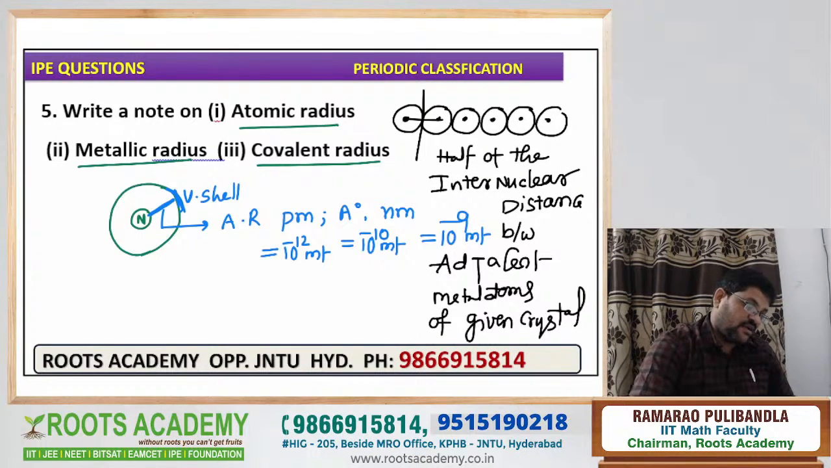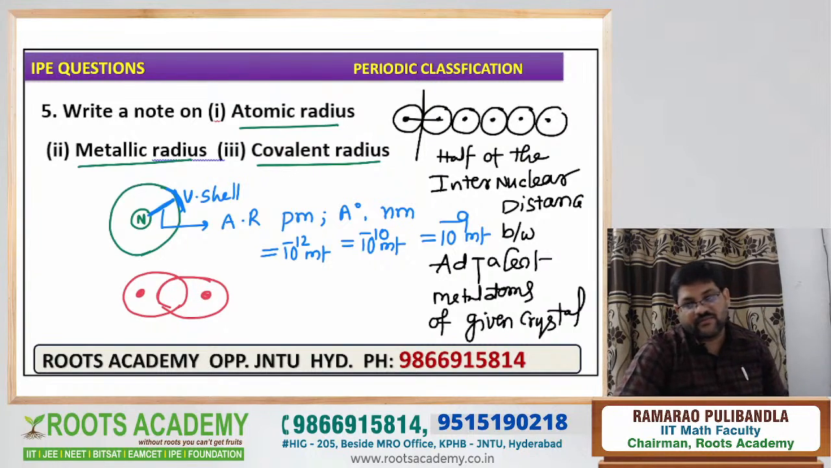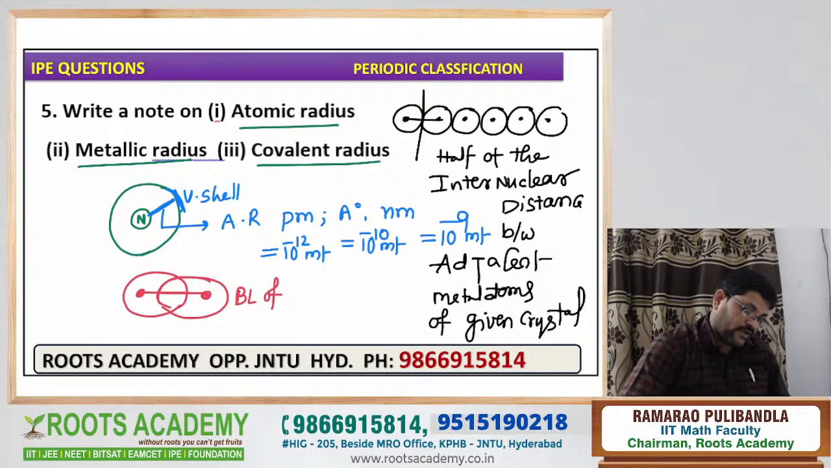So what is the meaning of covalent radius? Take a covalent bonded molecule, with the nucleus of the first atom and the nucleus of the second atom. The distance between the two nuclei is nothing but the bond length of the covalent molecule.